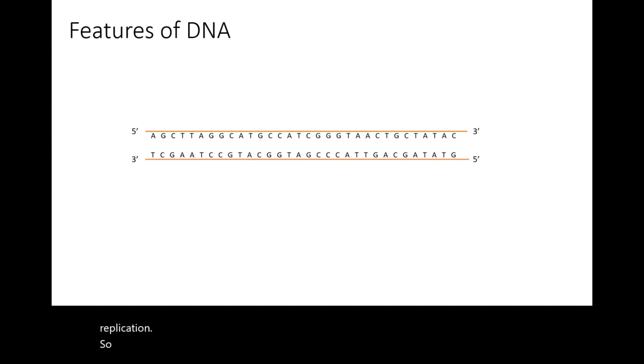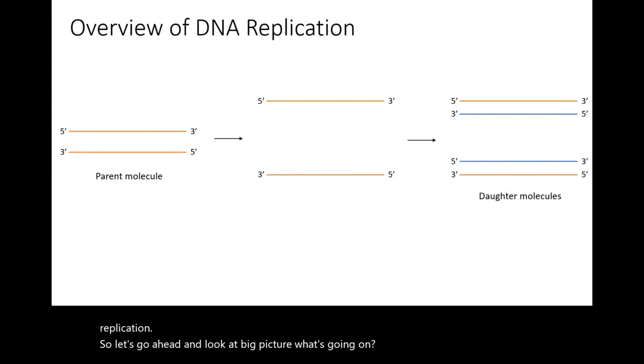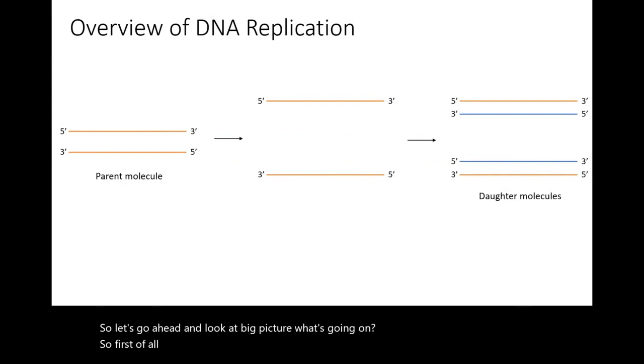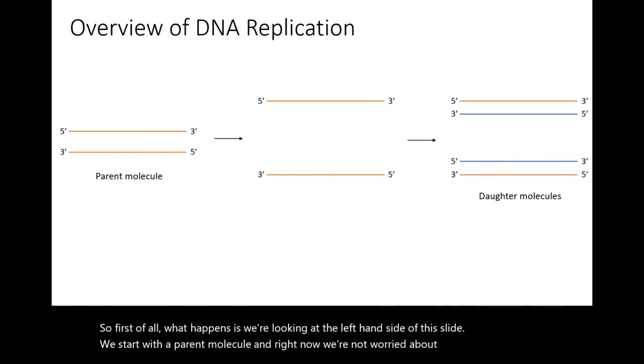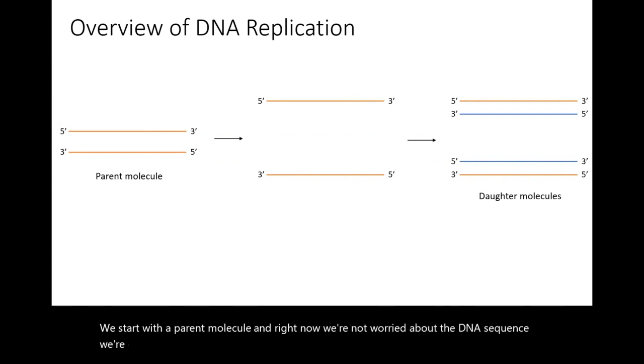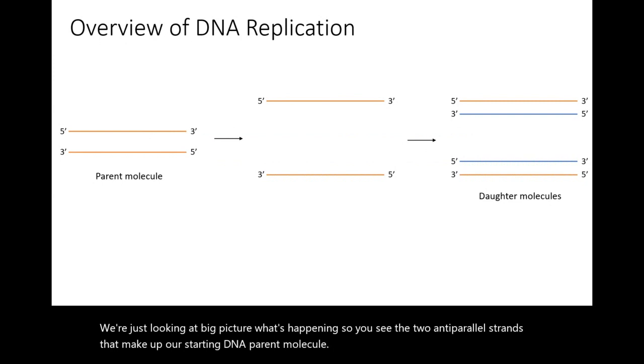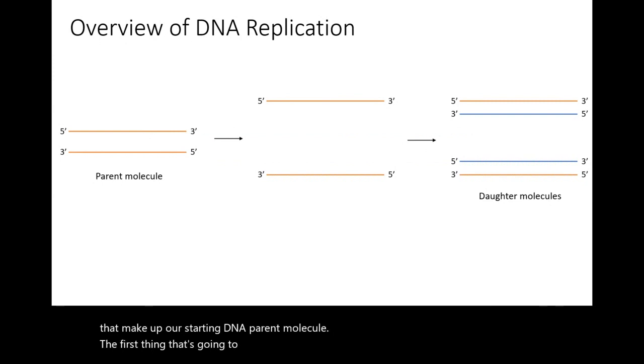So let's go ahead and look at big picture what's going on. So first of all, we're looking at the left-hand side of this slide. We start with a parent molecule. And right now, we're not worried about the DNA sequence. We're just looking at big picture what's happening. So you see the two anti-parallel strands that make up our starting DNA parent molecule. The first thing that's going to happen is those two strands are going to separate.